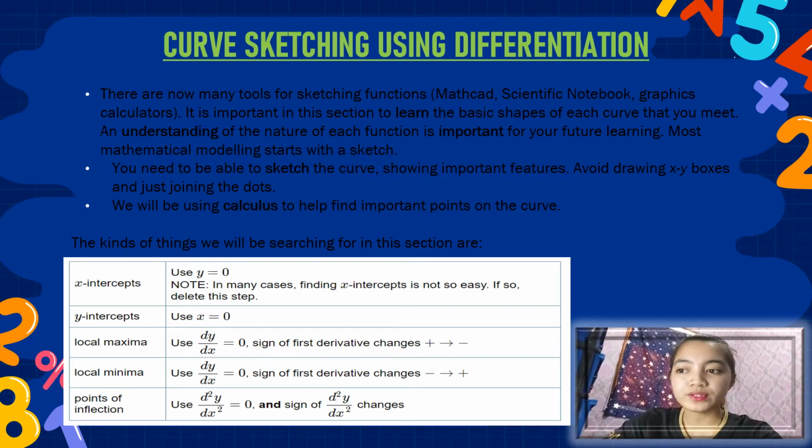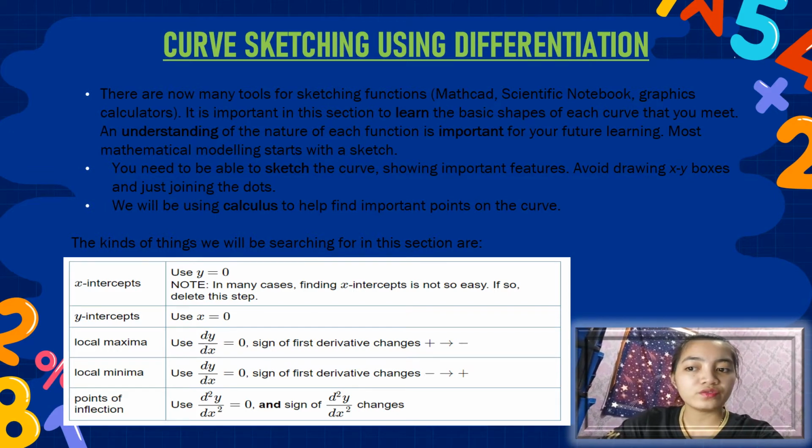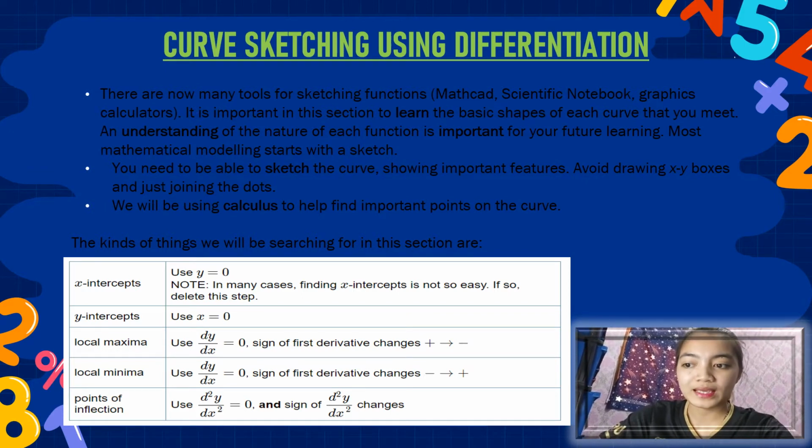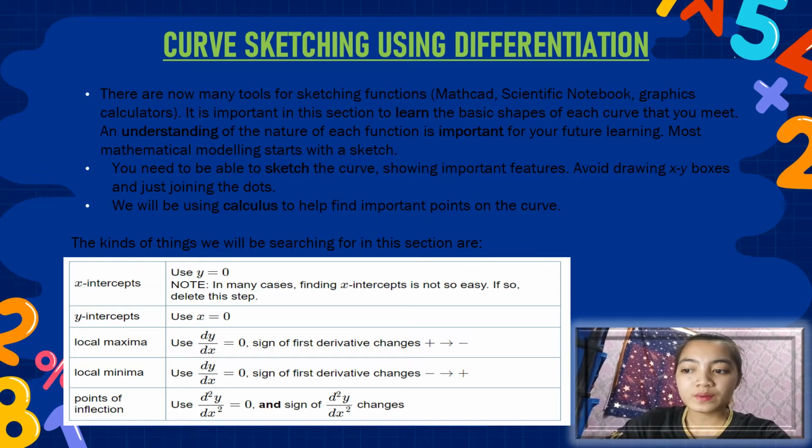We will be using calculus to help find important points on the curve. The kinds of things we will be searching for in these sections are x-intercepts. We will use y equal to 0. In many cases, finding x-intercept is not so easy. If so, delete this step. Y-intercept, we will use x equal to 0.